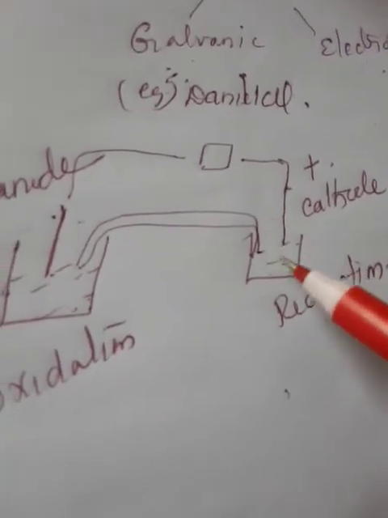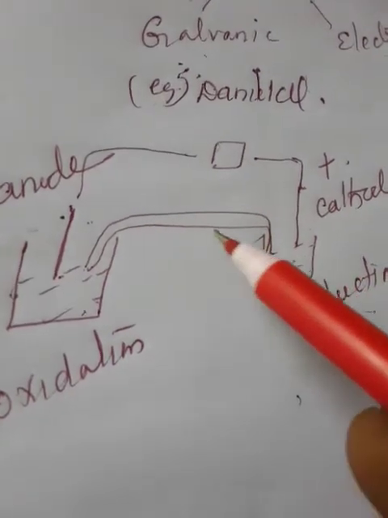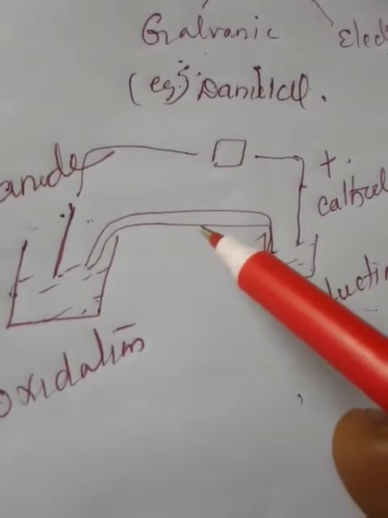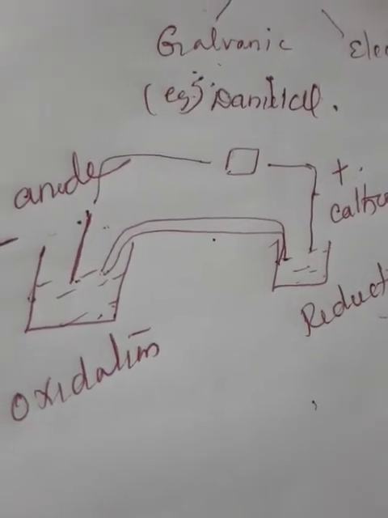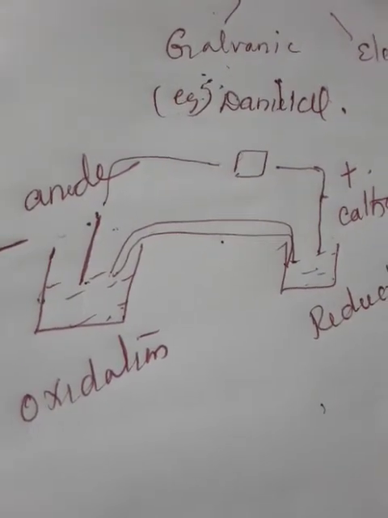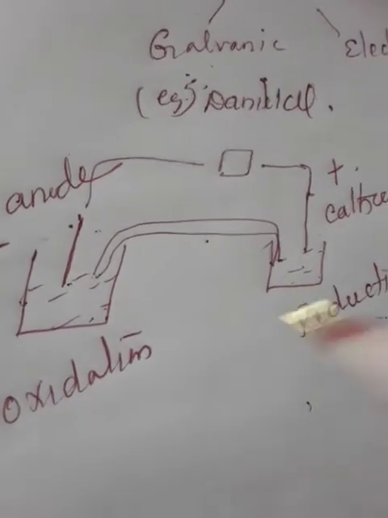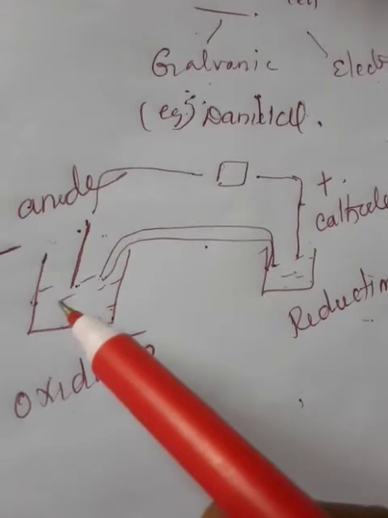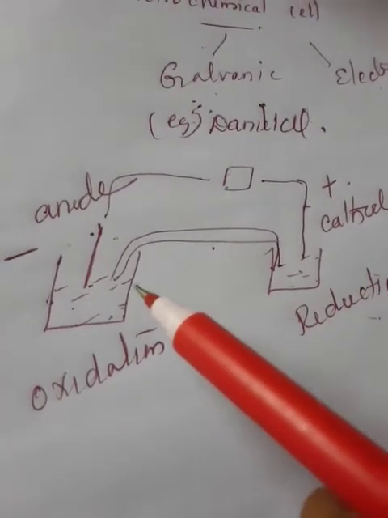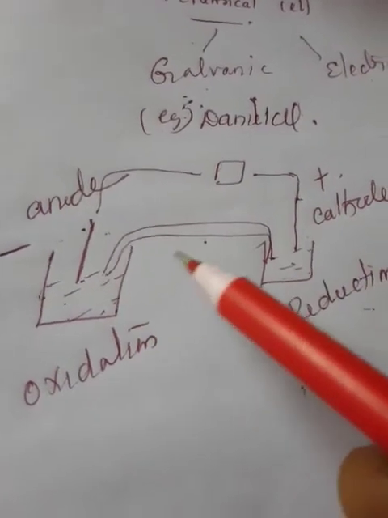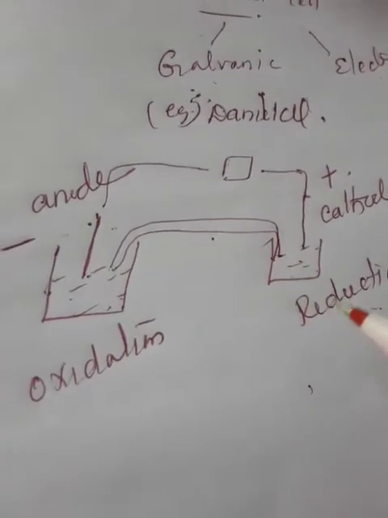Children, I'll continue. See here, this is the salt bridge, a U-tube containing agar-agar gel mixed with one of the inert electrolytes like potassium chloride, sodium sulfate, etc. Here, the solution present in the two beakers cannot get poured out, but ions can move through this salt bridge.